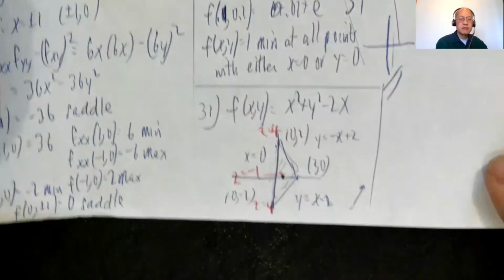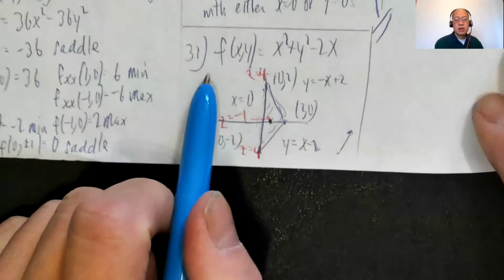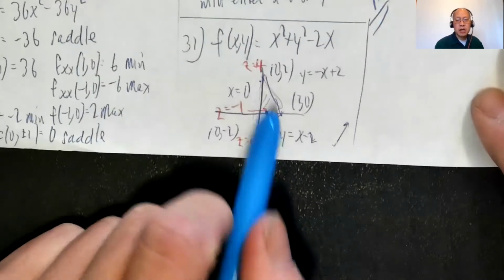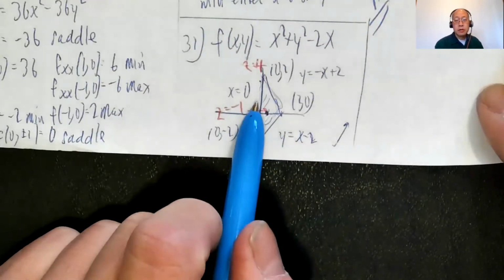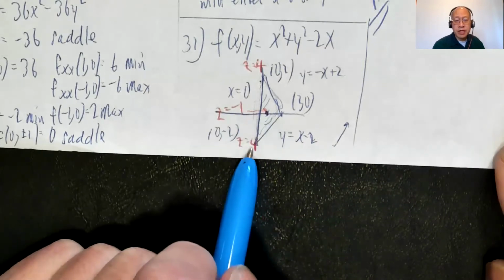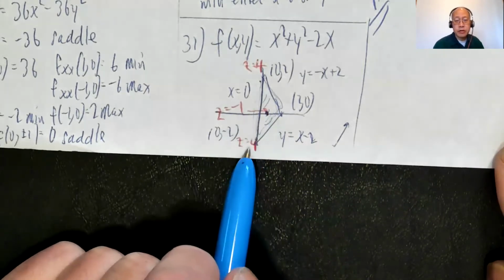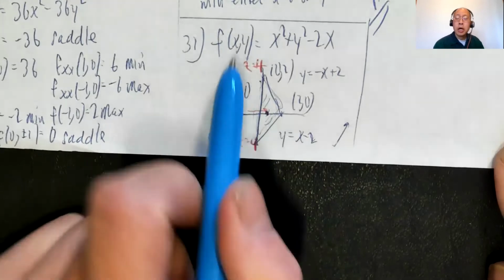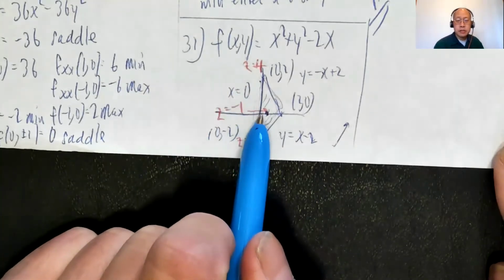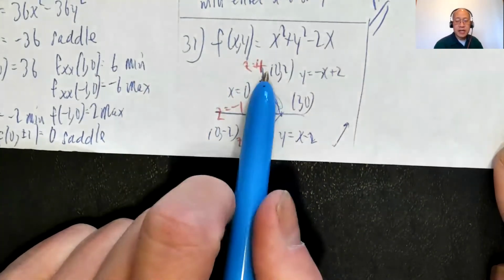Okay, then let's see. I'm going to jump all the way to problem 31 now. So you're trying to maximize or minimize on a closed set. Okay, so the set is defined to be bounded by (0, 2), (0, -2), and (2, 0), this triangular region. So I find critical points on the interior, and then I have to check the entire boundary.